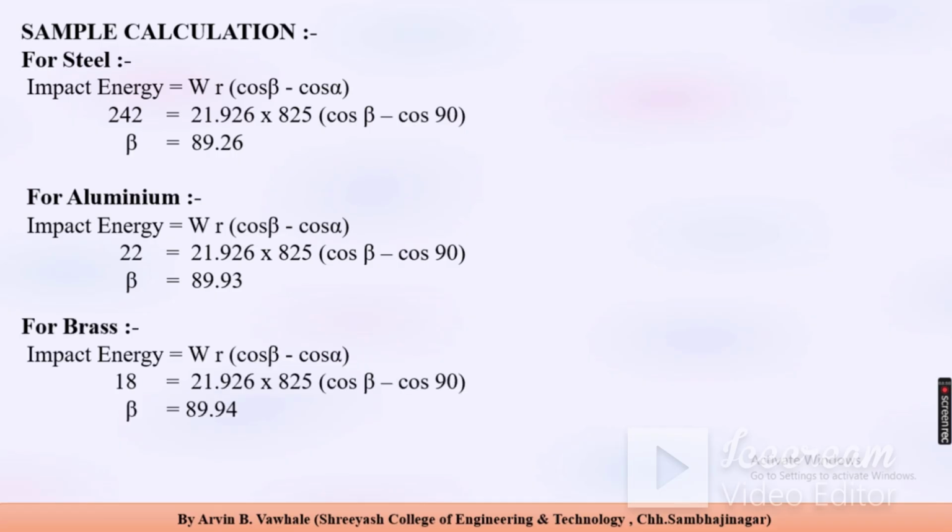For brass, impact energy equals WR(cos beta minus cos alpha). 18 equals 21.926 into 825, (cos beta minus cos 90). After calculating, we get beta value equal to 89.94 degrees. The formula for impact velocity is under root 2gR(1 minus cos alpha), and after calculating we get impact velocity equal to 4.023 meter per second.